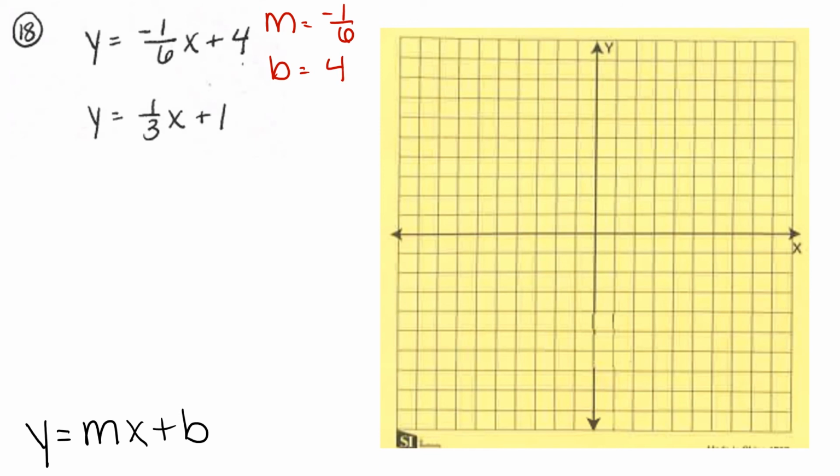Starting at 0, we graph the positive 4 first. We then graph the negative 1/6 by going down. Down is negative, so down 1, and then always to the right, we go right 6. We cannot go any further without going off the graph, so we can stop there.